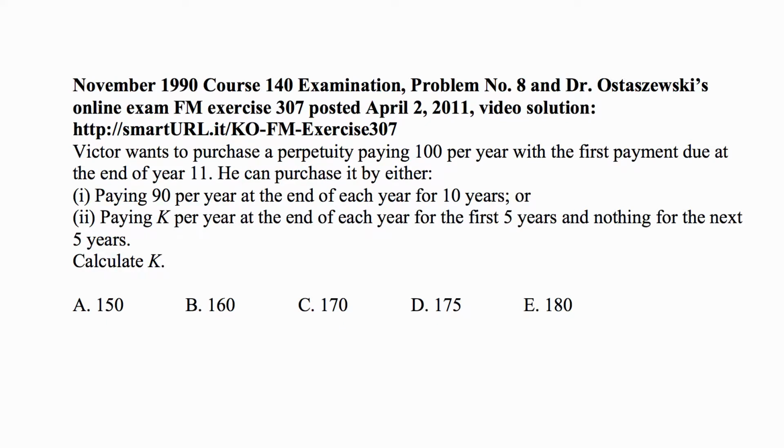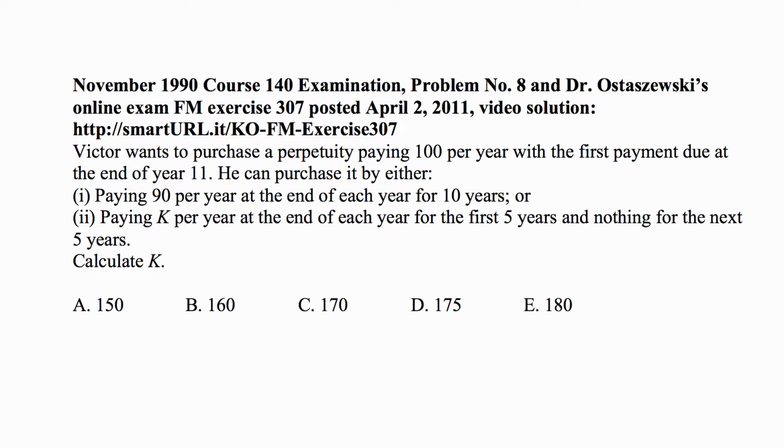Here's a problem for today. This is a problem for exam FM, Financial Mathematics. Victor wants to purchase a perpetuity paying $100 per year with the first payment due at the end of year 11. He can purchase it either 1. By paying $90 per year at the end of each year for 10 years, or paying K per year at the end of each year for the first 5 years and nothing for the next 5 years. Calculate K.